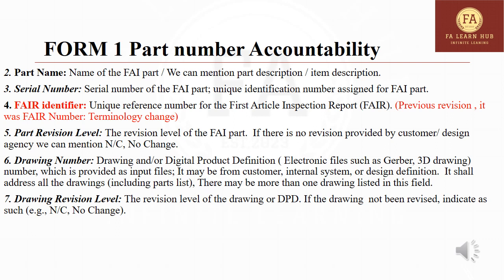Next thing is drawing number. The drawing or digital product definition, that means electronic files such as Gerber or 3D drawing number, which is provided as input files. What we have to mention is the drawing number. Or if we got a Gerber file, we have to mention the Gerber file. If we got any 3D drawing, we have to mention the 3D drawing number. It may be from the customer or an internal system or any design definition. It may not be only the drawing number. If we got multiple inputs from the customer or our designer, we have to mention all of these in this column.